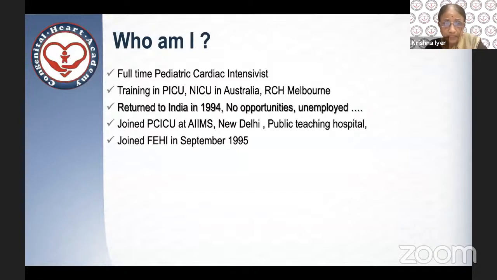I do full-time pediatric cardiac intensive care. My training background is that I've been trained both in pediatric and neonatal intensive care in Australia, largely at the Children's Hospital in Melbourne. I returned to India in 1994, where there were no opportunities and I was unemployed for a vast period of time.